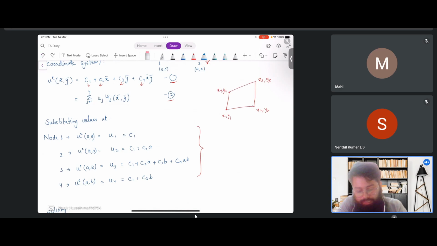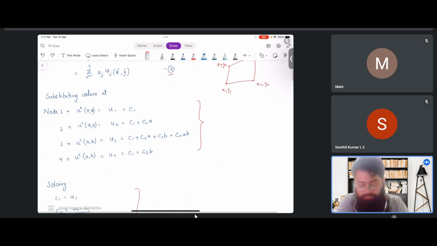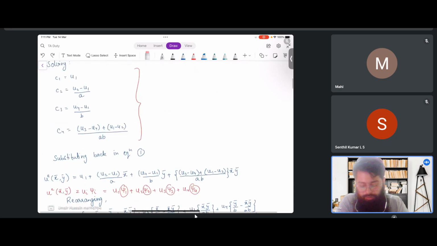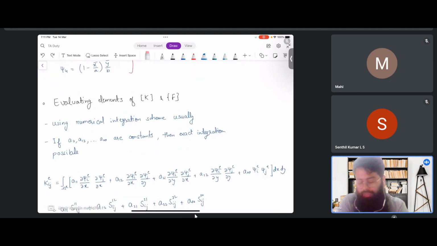So that there will be a 4 by 4 matrix for which we have to find an inverse, and that's a long task. But that can be done, right? So that's how we can get the approximation function for any random quadrilateral element.